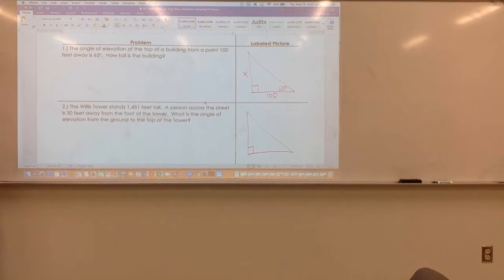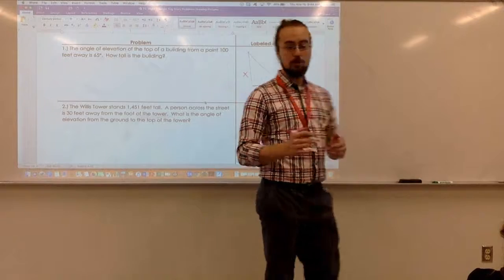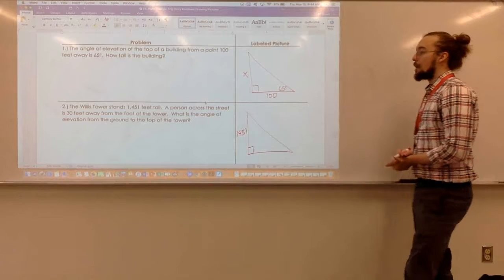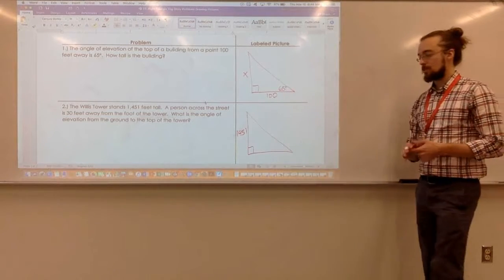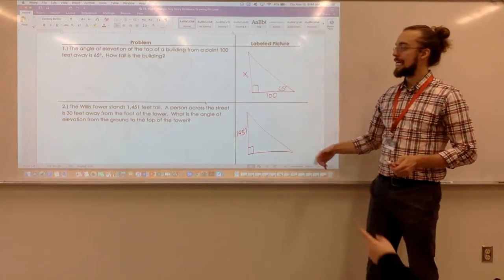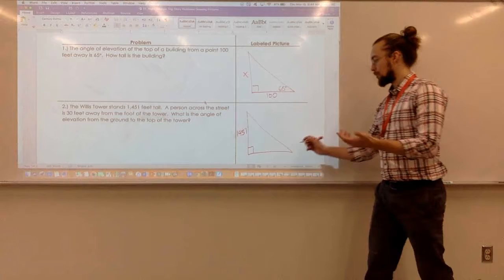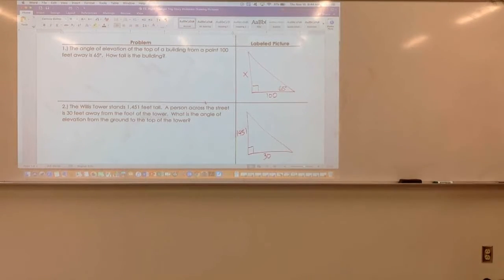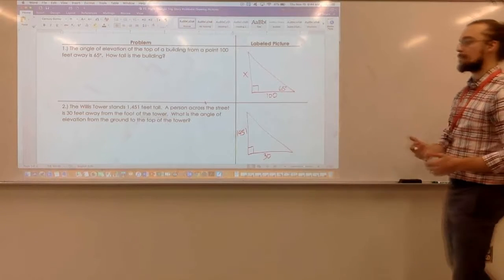So in number 2, the first piece of information tells us that the Willis Tower is 1,451 feet tall. Where should I put that piece of information? On the left side, right? We're talking about the height of a building, so that's going to go over here. Now it says a person across the street. So here's the building. You can think about the person over here across the street is 30 feet away. So 30 would go on the bottom. And my goal then is to find the angle of elevation from the ground to the top of the tower.